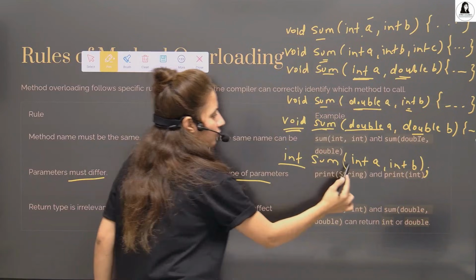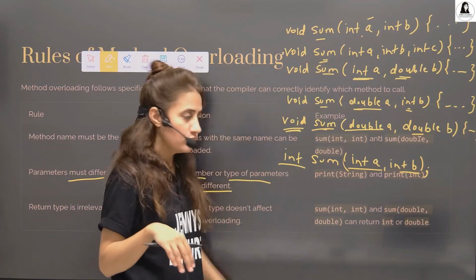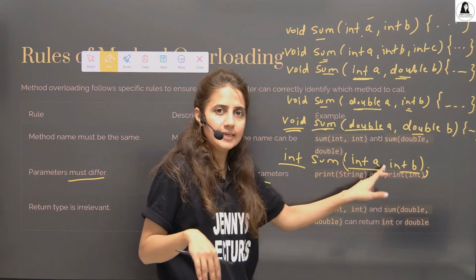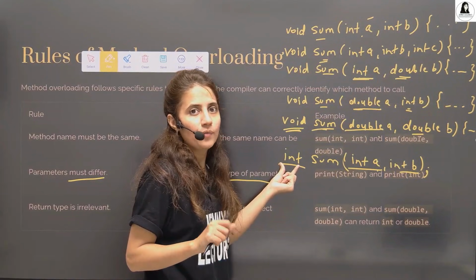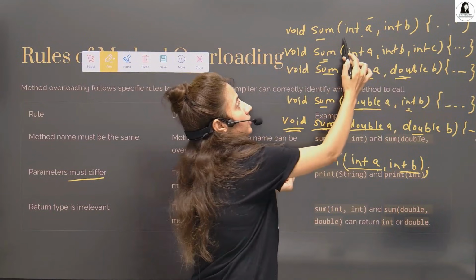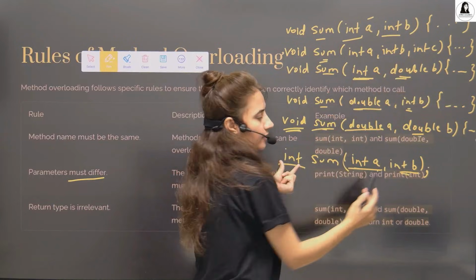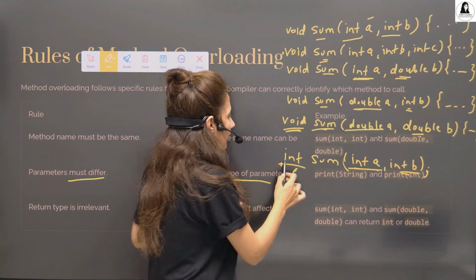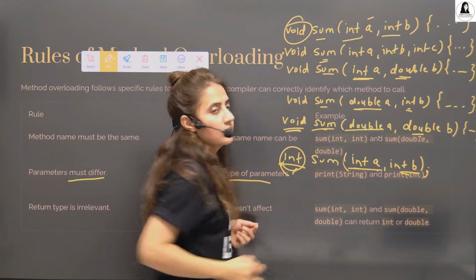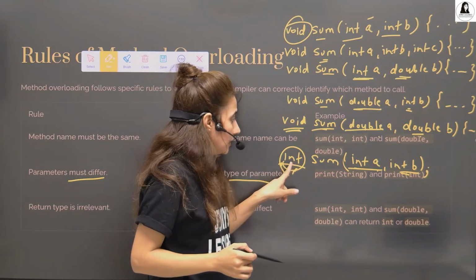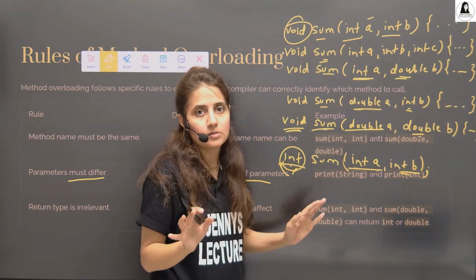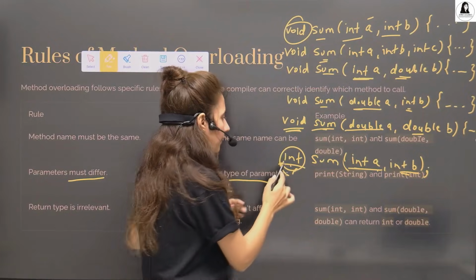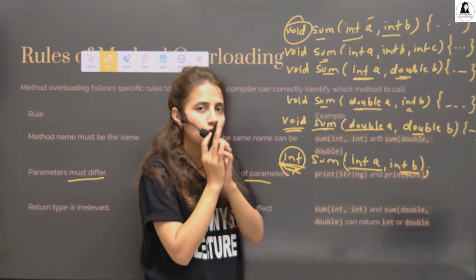So in this case, it will be accepting two arguments of type int and the return type is int. But it is not a valid method overloading. See, int, int, two parameters. Only the return type is different. But the return type alone cannot differentiate the methods. Return type alone is not responsible.